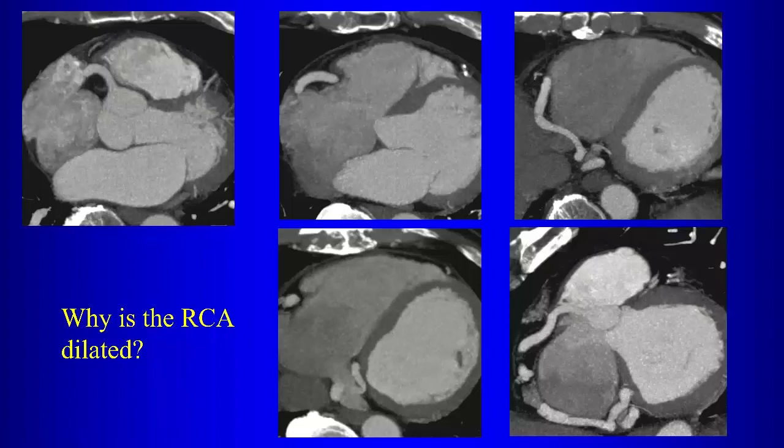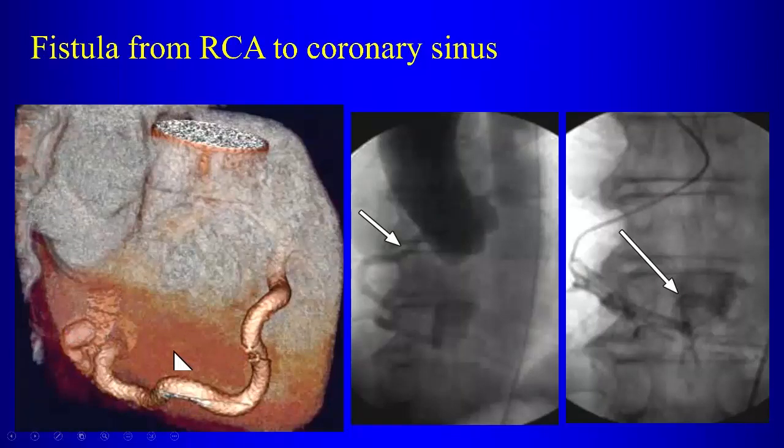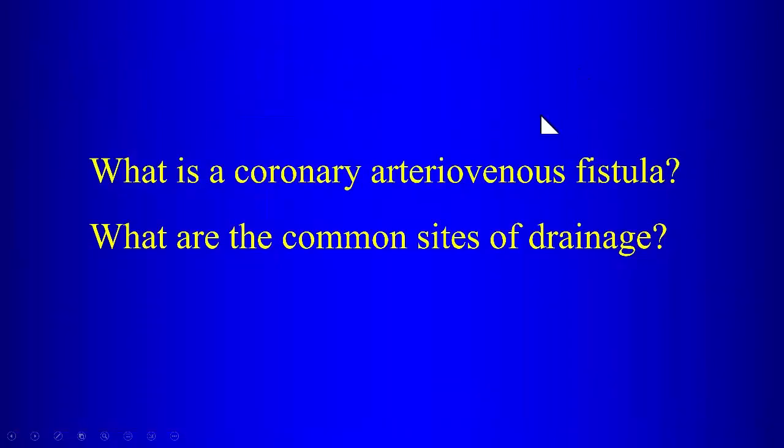Connected to the coronary sinus? Yeah, you can see it's going down here and it's connecting to the coronary sinus, okay? So that's another example of a coronary arteriovenous fistula. And again, because of the high flow going through that, because of the pressure gradient, the vessel dilates. And again, it can result in ischemia. All right, so that's a fistula from the right coronary artery coming around going to the coronary sinus.